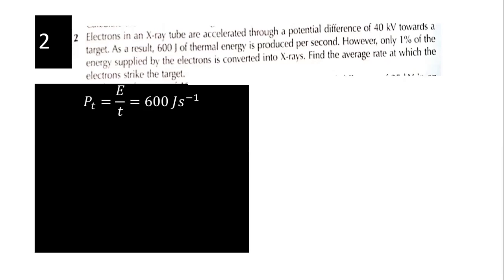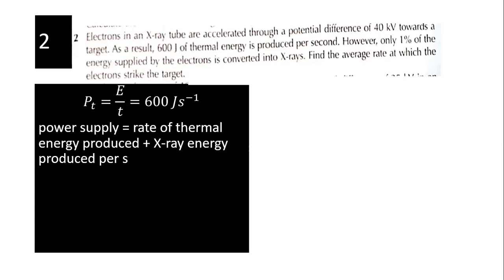Power loss as thermal energy. Write it down. Any problem? Write down step by step what is given. Then you can think of the formula to solve. Power supply equals to rate of thermal energy produced plus X-ray energy produced per second. In formula form.